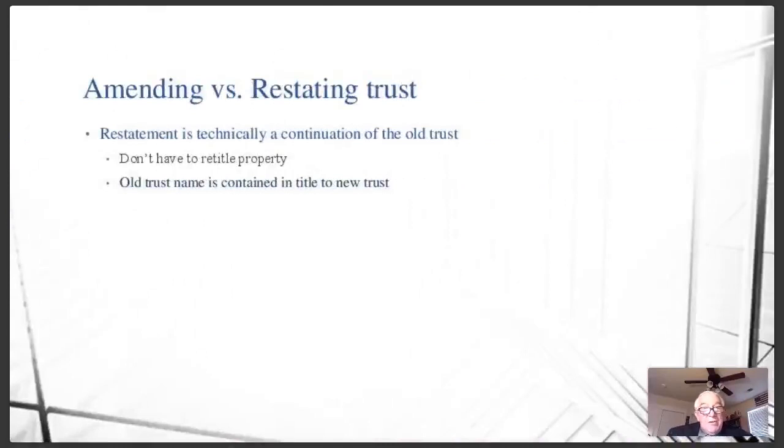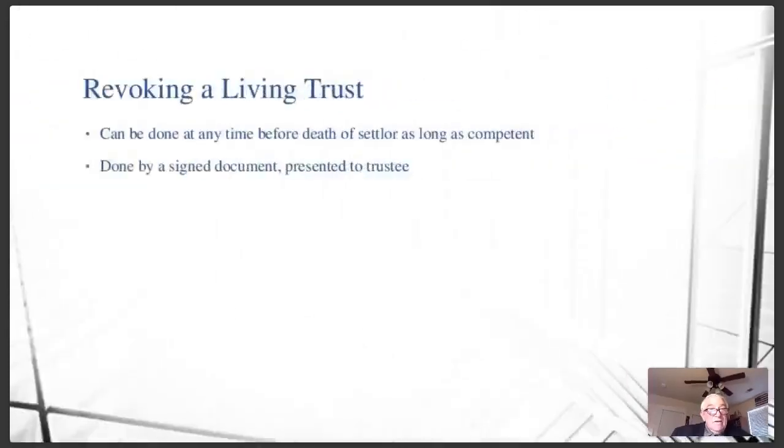Once a trust is established and it's revocable, it can be amended or restated at the will of the settlor. A restatement is technically just a continuation of the old trust restating its terms. You do a restatement so you don't have to retitle property in the name of a new trust. The old name is just used for the new trust. You can revoke a living trust at any time as long as you have capacity and before your death, and it's done by just sending a signed document and presenting it to the trustee. And the revocable living trust is then revoked and everything goes back to the way it was.